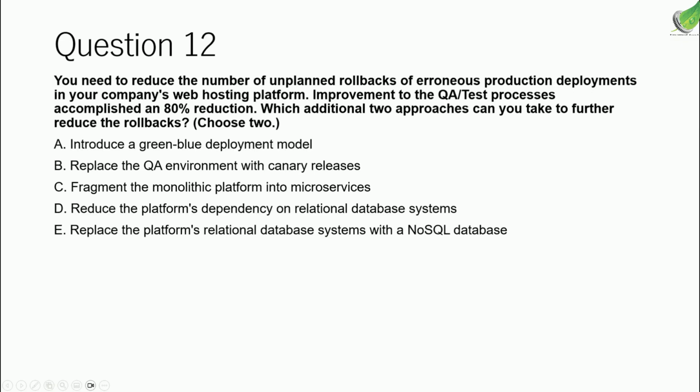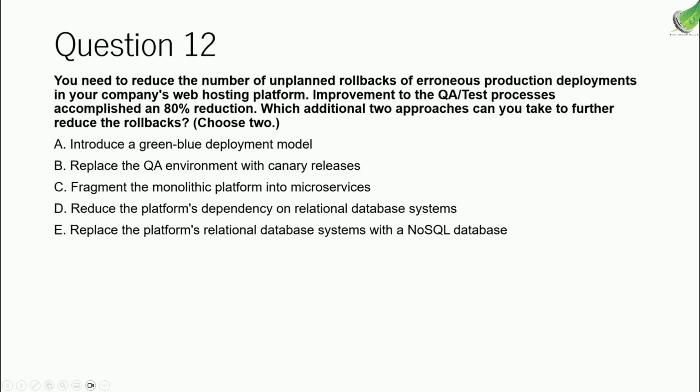Question 12. You need to reduce the number of unplanned rollbacks of erroneous production deployments in your company's web hosting platform. Improvements to the QA and test processes accomplished an 80% reduction. Which additional two approaches can you take to further reduce the rollbacks?